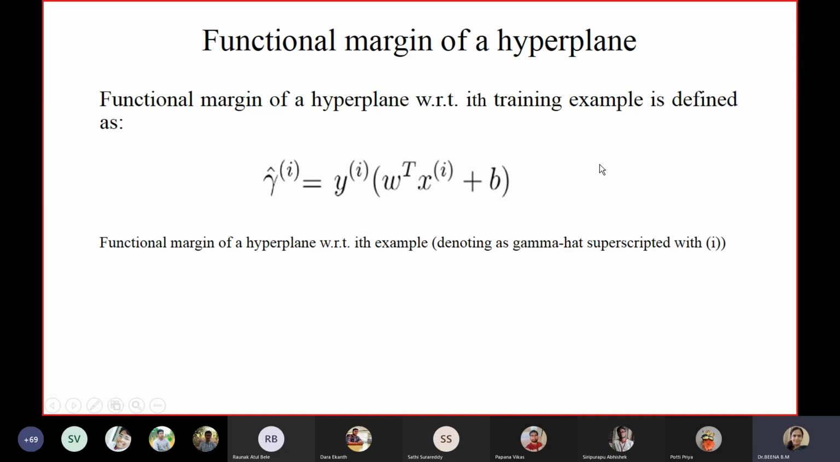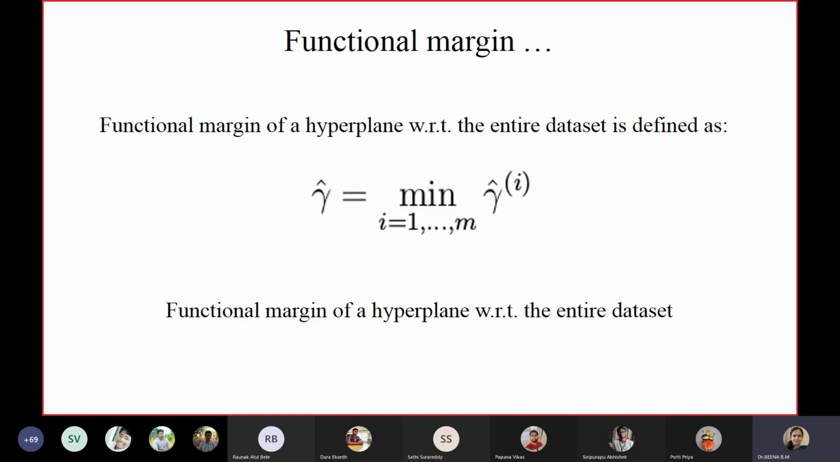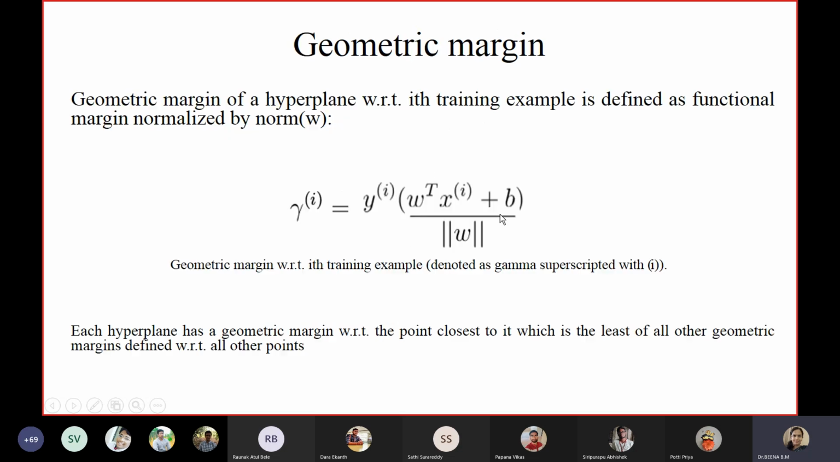So how does the functional margin look for the entire data set? Functional margin for the entire data set is defined as gamma hat is equal to the min over all the data samples of the gamma value, where i is equal to 1 to m. So this is the functional margin with respect to the entire data set.